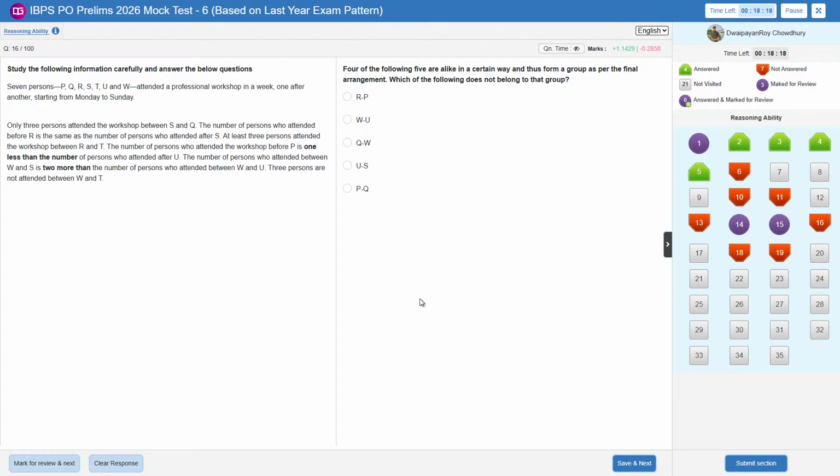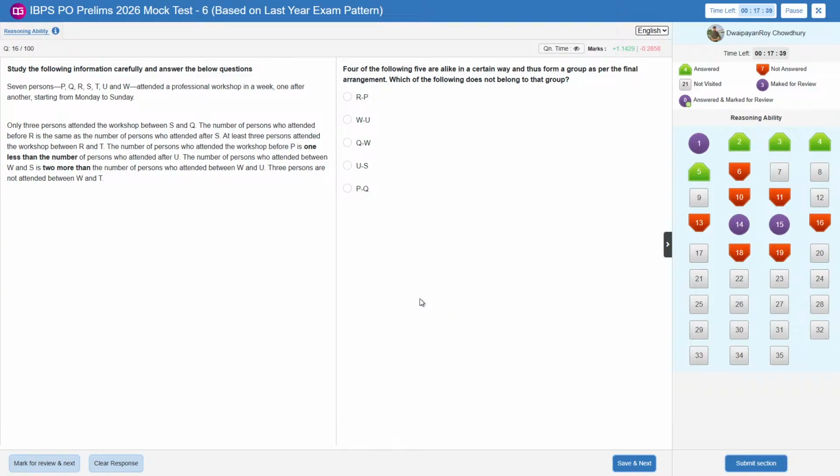Monday, Tuesday. So S, Q. The number of persons before R and after S, R, T. Okay, I have some clues. 1, 2, 3, 4, 5, 6, 7. Okay, so only 3 between S and Q. 1, 2, 3, S and Q. Is there anything related to Q or S?